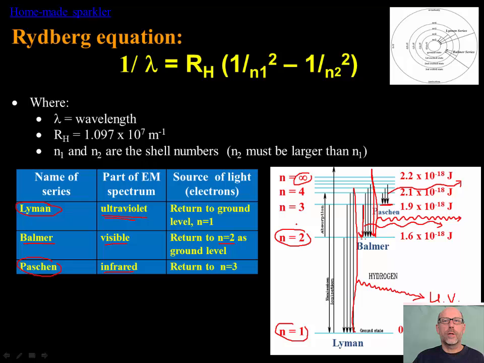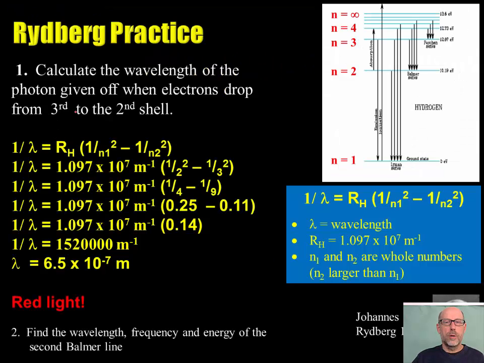So let's practice working with the Rydberg equation, shall we? So here's a practice problem. Calculate the wavelength of the photon given off when electrons drop from the third shell to the second. So that would be the first Balmer line right there, dropping from the third shell to the second shell.